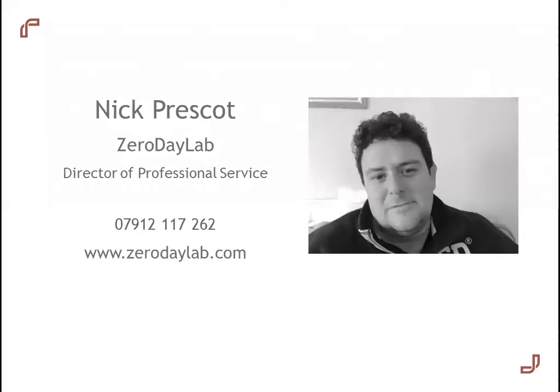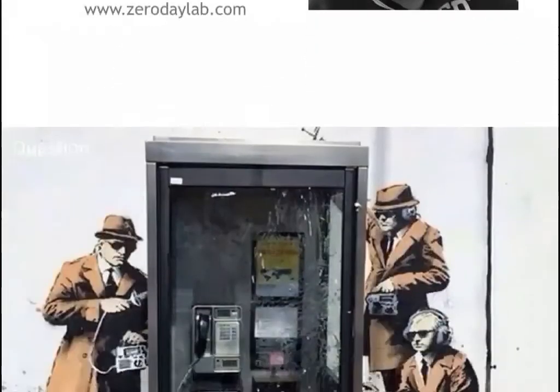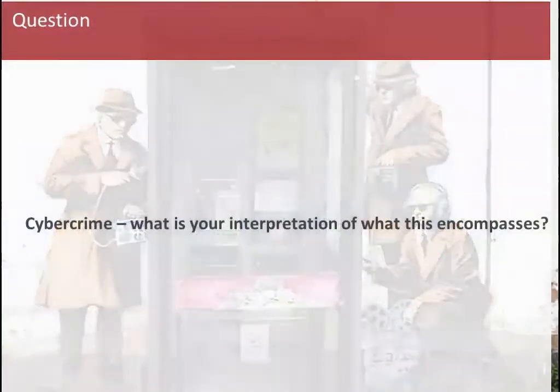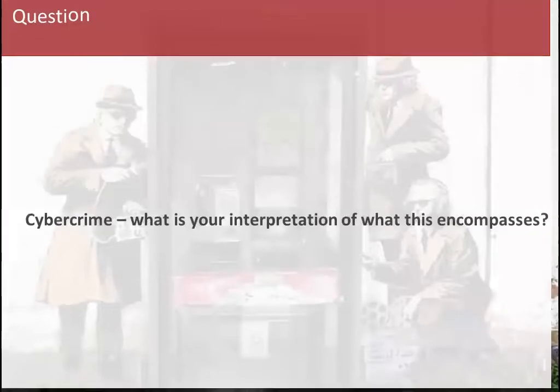Fantastic. So next, cybercrime. What is your interpretation of that, and what does it encompass, really? Yeah, so cybercrime is basically the unauthorized access of information, sometimes from an internal and an external source, to take data for profit or reputational gain.